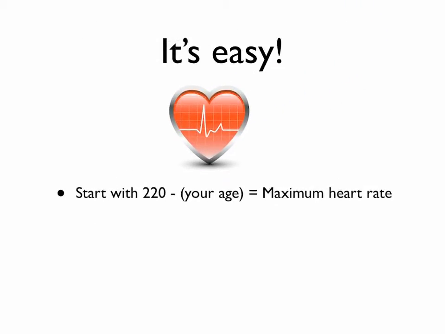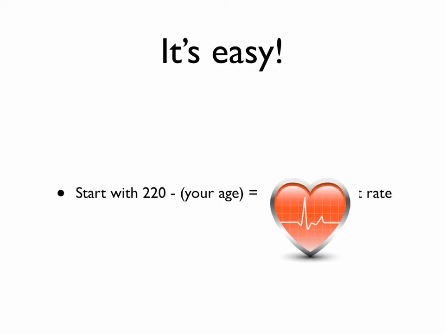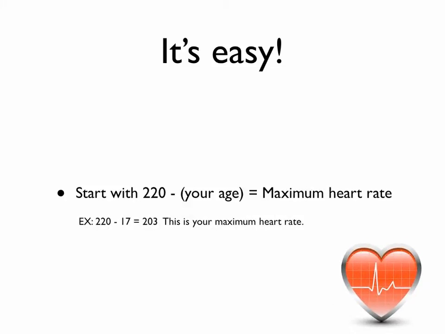First, we're going to start with 220. That's just the magical number the scientists came up with. And then you're going to subtract your age to get your maximum heart rate. Let's say, for example, you're 17 years old. So 220 minus 17 is 203. That is your maximum heart rate.